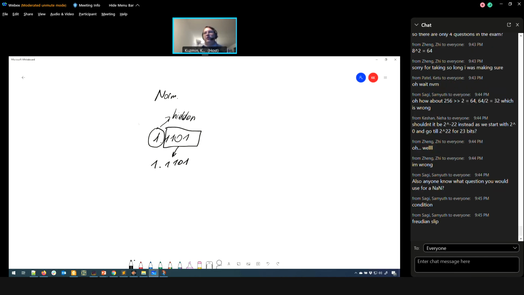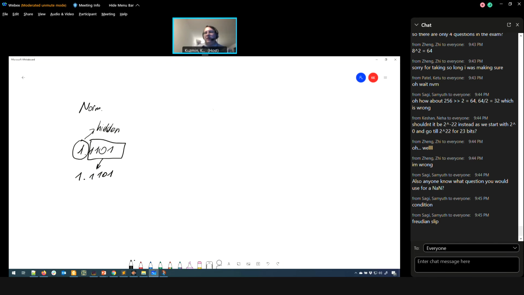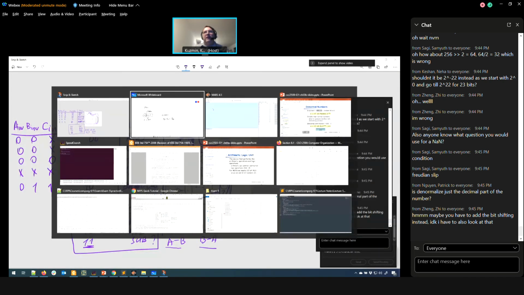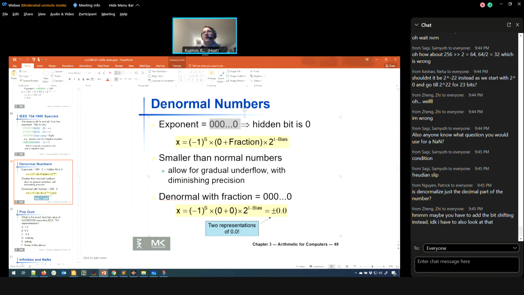For subnormal or denormalized numbers, it's different. There is no hidden bit. So if our fraction says this, it is just 0.1101. To compute what this value is, you would do 1/2 plus 1/4 plus 1/16. There's no hidden one. That's it. You compute the decimal value of the significand by just doing 0 plus the fraction, and then you multiply it by 2 to the power of negative 126 for the case of single precision values.